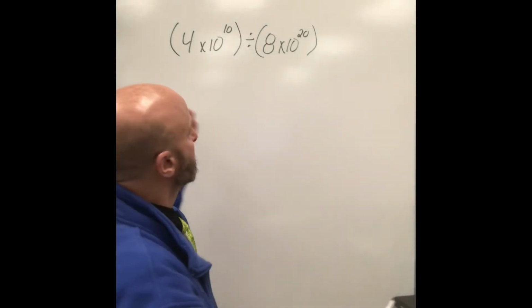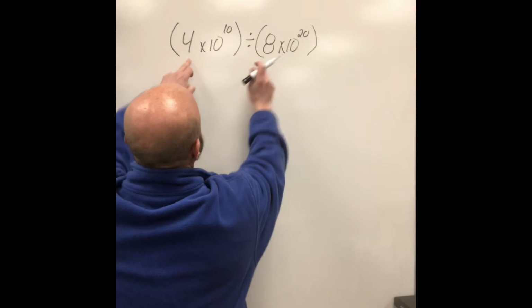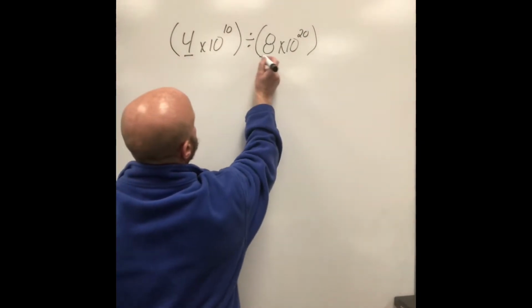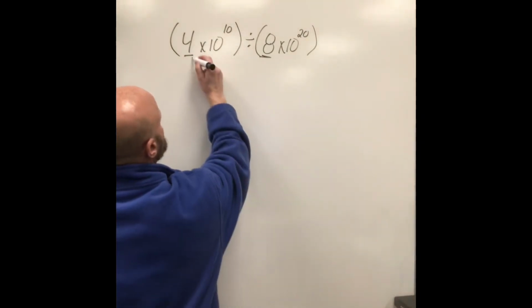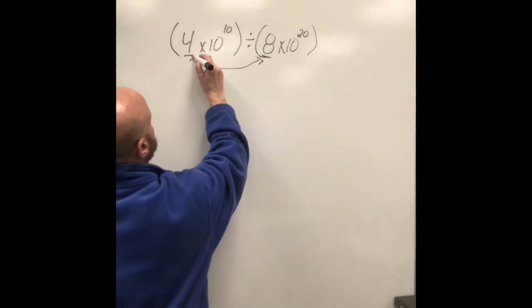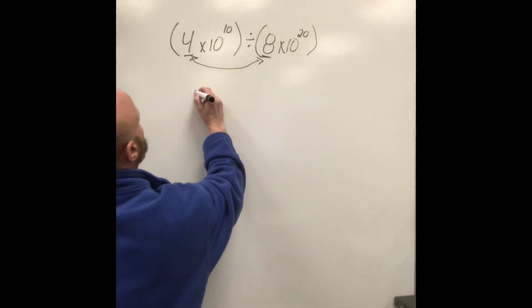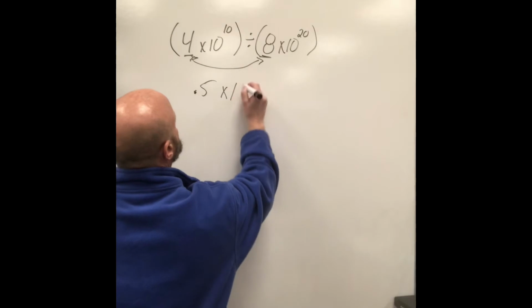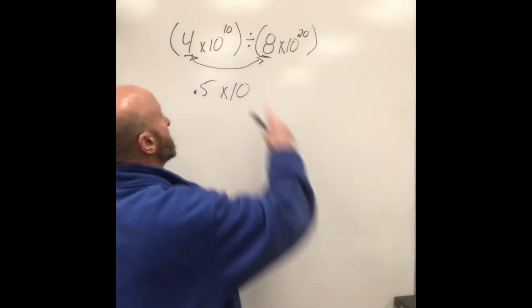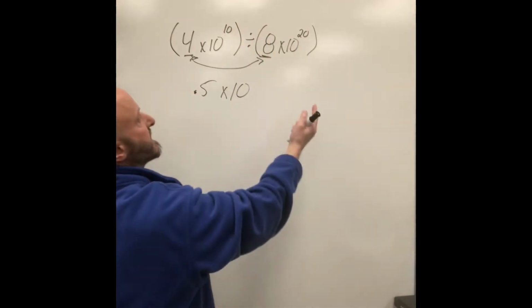So similarly to multiplication, we're going to divide these numbers. So we're going to divide 4 divided by 8. Those numbers are in front of the scientific notation part, so you're going to go 0.5 times 10. And now this time we're going to subtract the numerator minus the denominator. So you subtract the exponents.